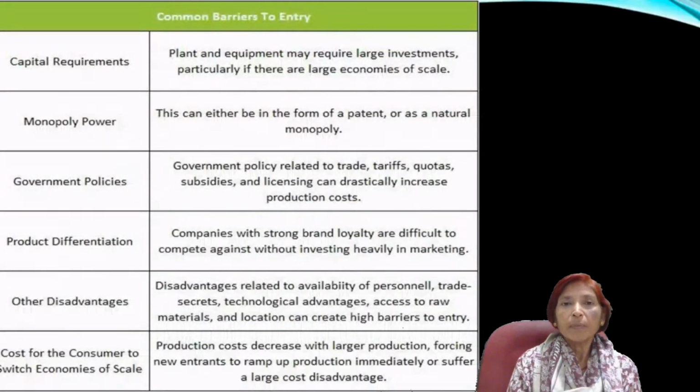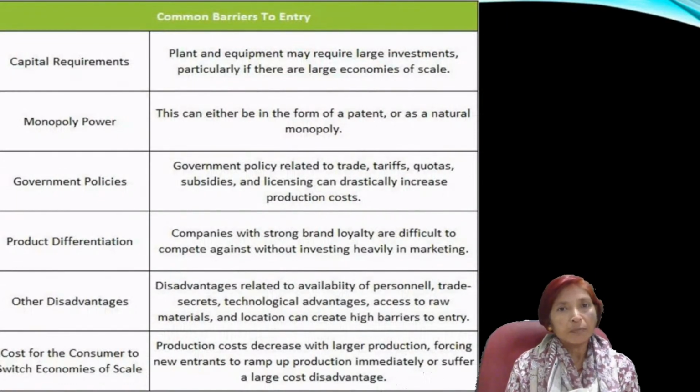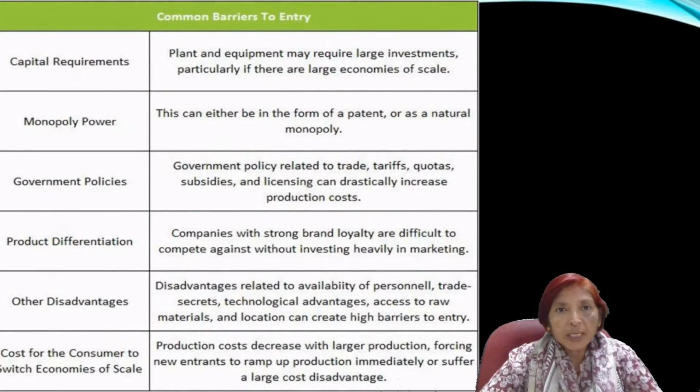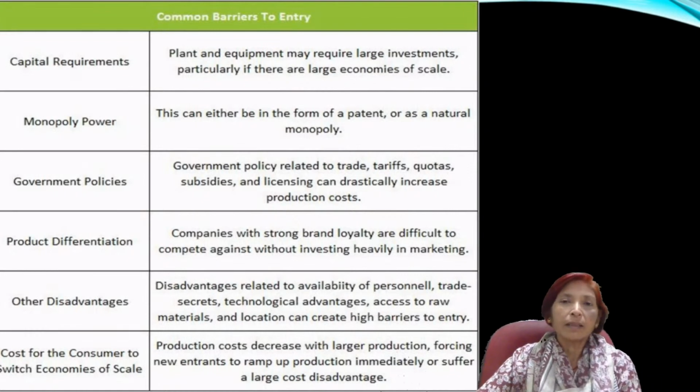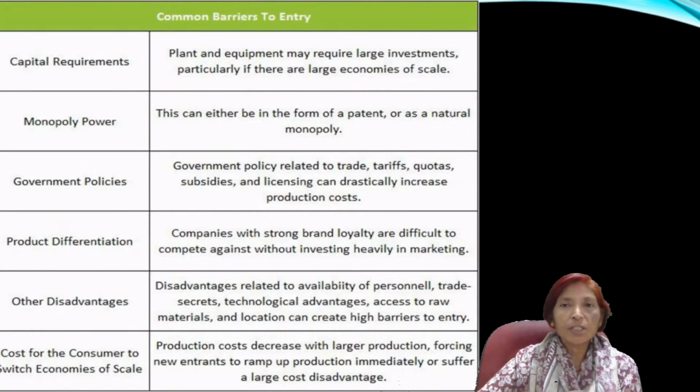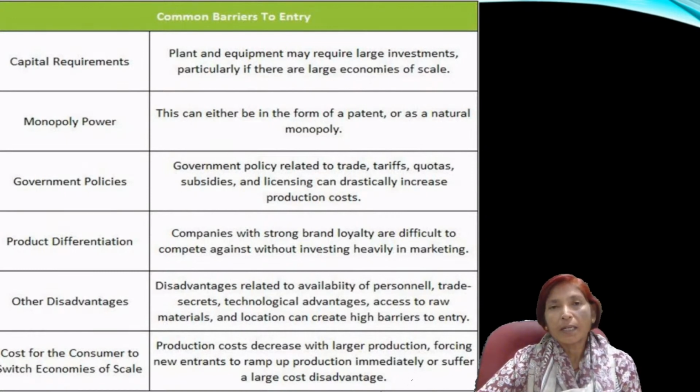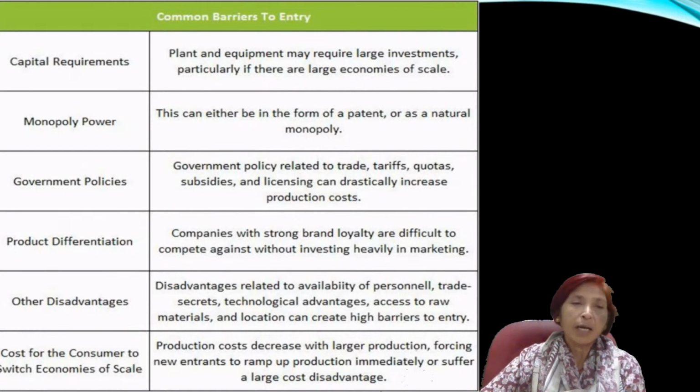Now, next is common barriers to entry. There are different forms of restrictions or different forms of barriers which can restrict other firms from entering the market. Number one is capital requirement. You have seen that in some business enterprises huge investment is required, and if someone has a very small amount of investment, they cannot enter that type of market.